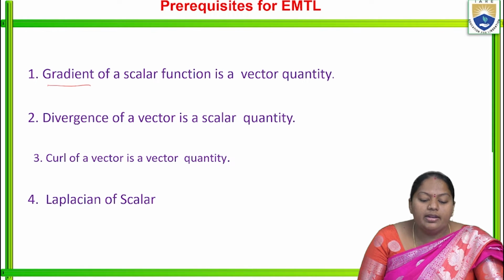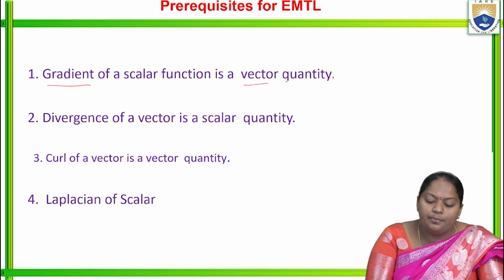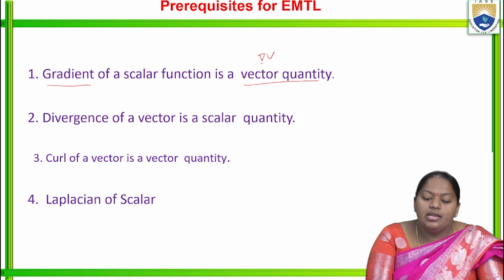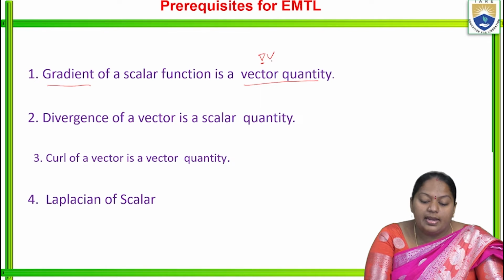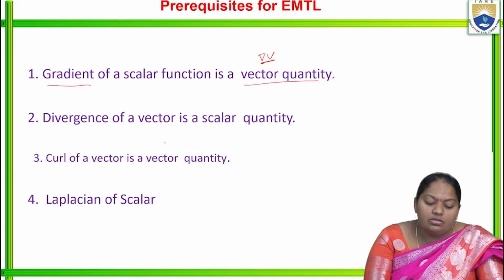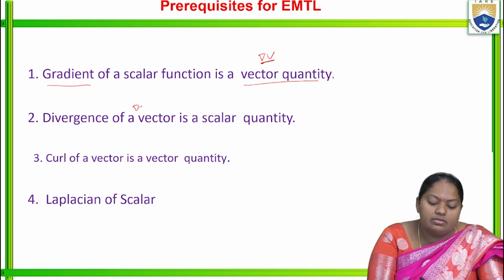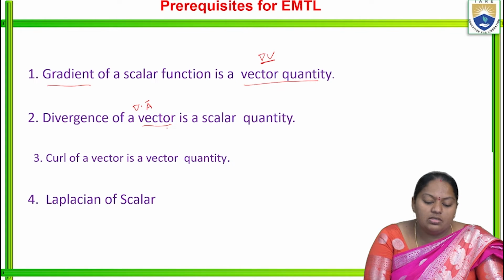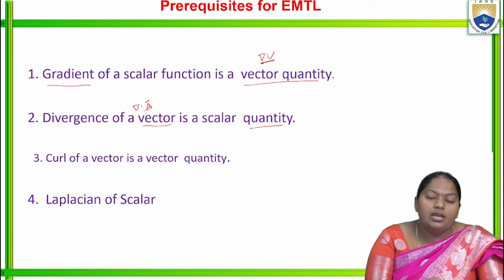First, the gradient of a scalar function is a vector quantity. The gradient of a scalar is represented with del V. Del is the notation for the gradient operator, and the gradient of a scalar is represented with del V. Then the divergence of a vector is a scalar quantity. The divergence of A can be represented with del dot A, where the vector notation is A bar. So, the divergence of a vector is a scalar quantity, represented with del dot A bar.